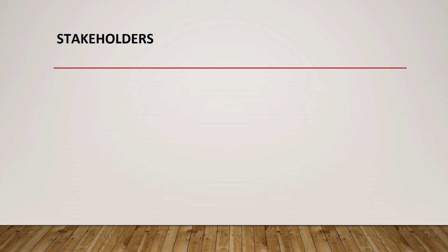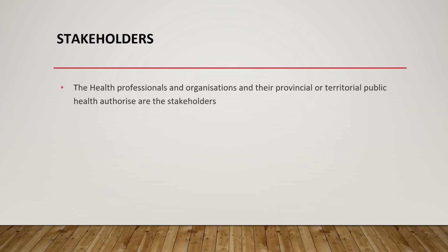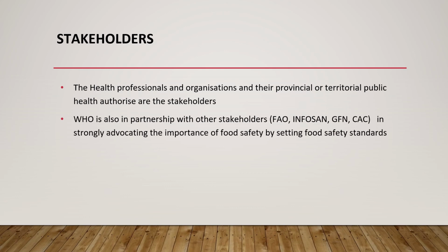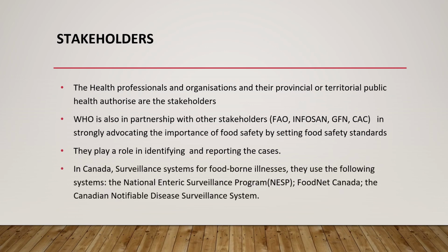The stakeholders are in the human medical profession, animal medical profession, water regulation authorities, agricultural companies selling food and feed products, and their provincial or territorial public health authorities. The World Health Organization is also in partnership with other stakeholders mentioned in strongly advocating the importance of food safety by setting food safety standards. Now, all of these play a role in identifying and reporting the cases. In Canada, surveillance systems for foodborne illnesses use the following systems.